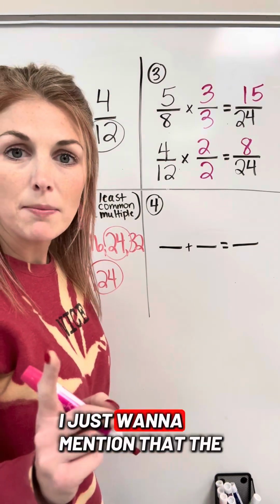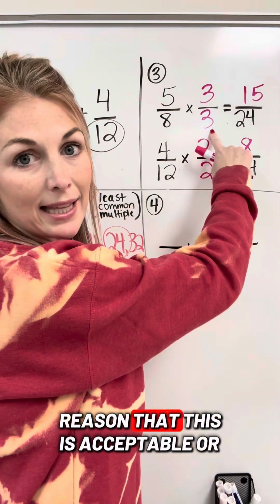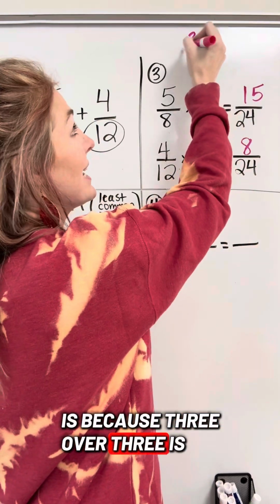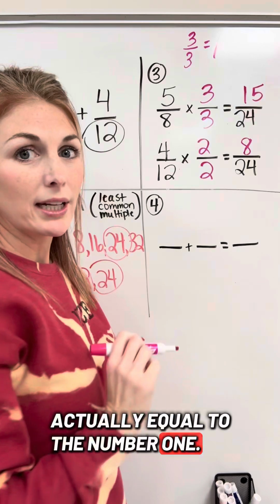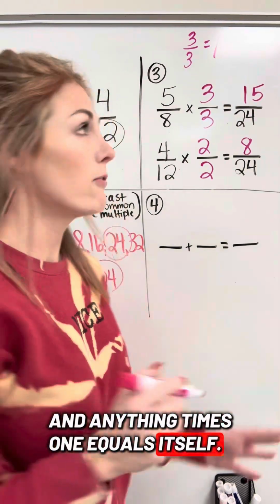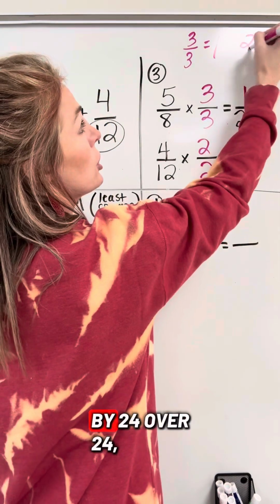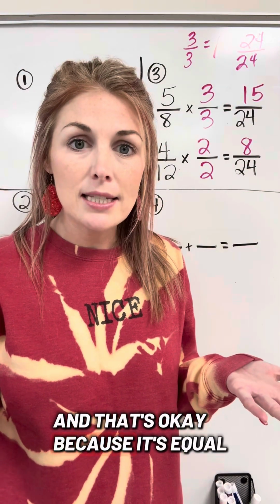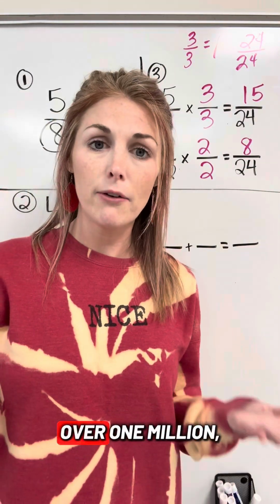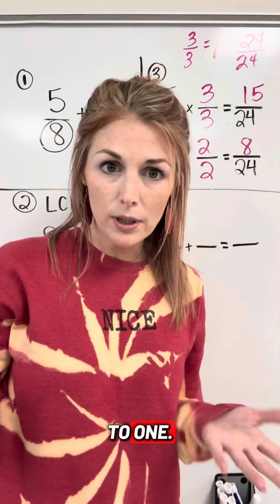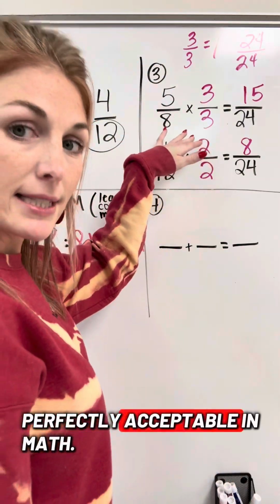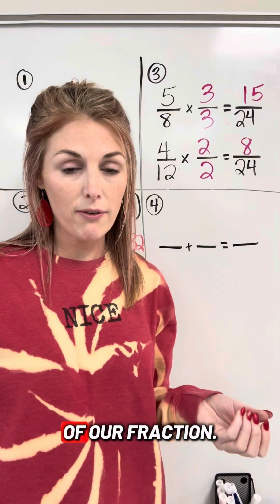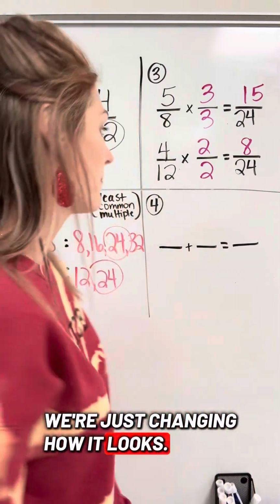As a side note, I just want to mention that the reason that this is acceptable or legal in math is because 3/3 is actually equal to the number 1, and anything times 1 equals itself. I can multiply this bad boy by 24/24, and that's okay because it's equal to 1. I could multiply it by 1,000,000/1,000,000, and that's okay because that's equal to 1. So that is why this is perfectly acceptable in math. We're really not changing the value of our fraction, we're just changing how it looks.